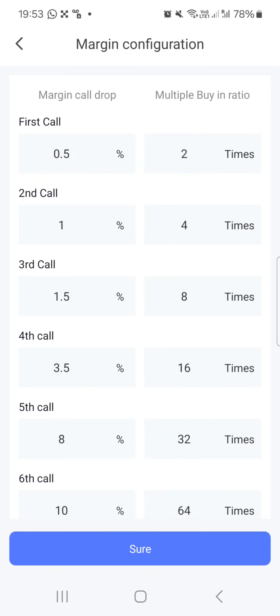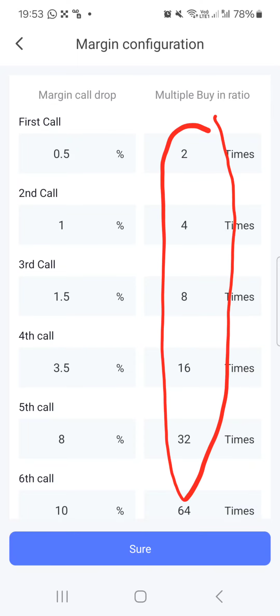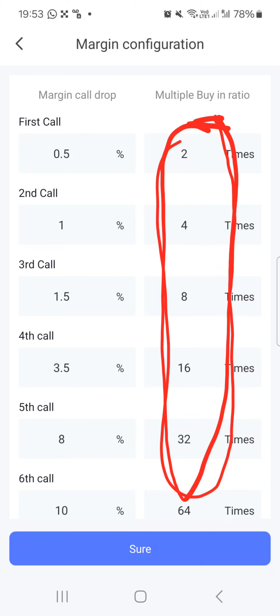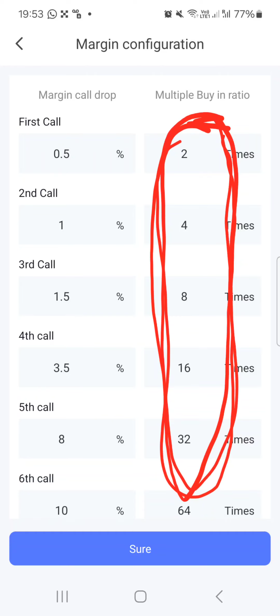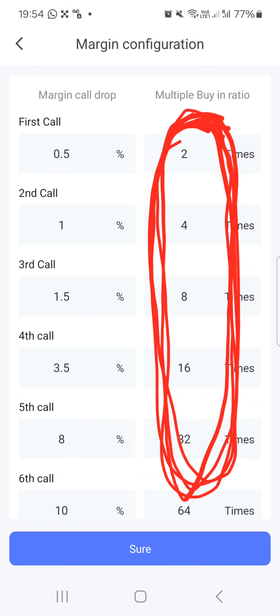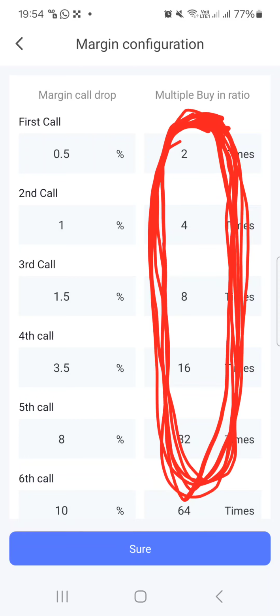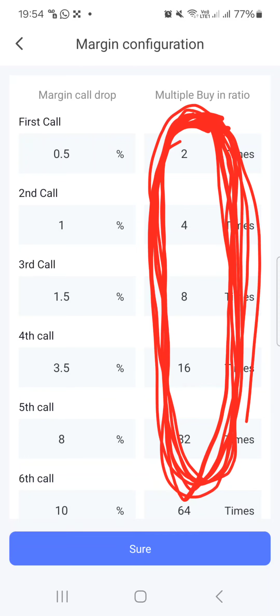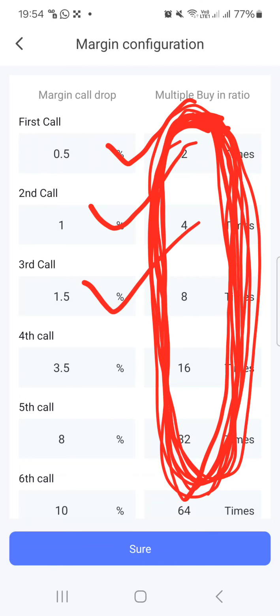Okay, but the most important thing is that you also must use the same method they're using here, which we call the double up method. This is the double up method. You must use this method so that your robot buys in multiples to reduce your average price. It buys in multiples. It's important you use the same method.